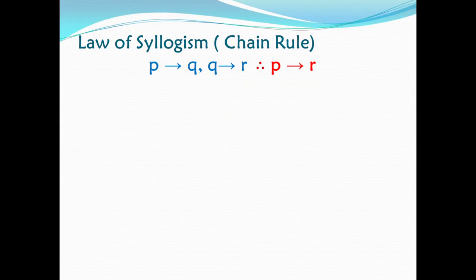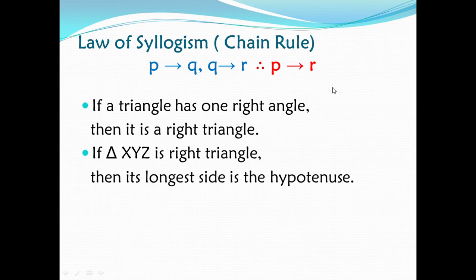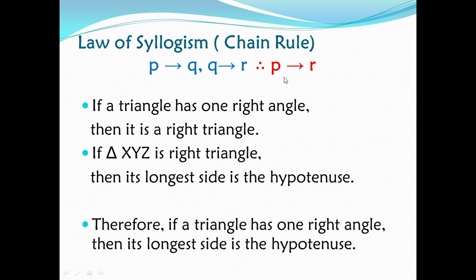Pagdating naman sa law of syllogism, 3 statements na dapat ang meron tayo. So, let us have these statements. If a triangle has one right angle, then it is a right triangle. Ito yung PQ. Pagdating doon sa example, XYZ is a right triangle. So, connected pa rin siya dun sa Q. Tapos, ito naman si R. Its longest side is the hypotenuse. So, kung gagawa natin siya ng reasoning, therefore, if a triangle has one right angle, then its longest side is the hypotenuse. Paano nangyari yon?